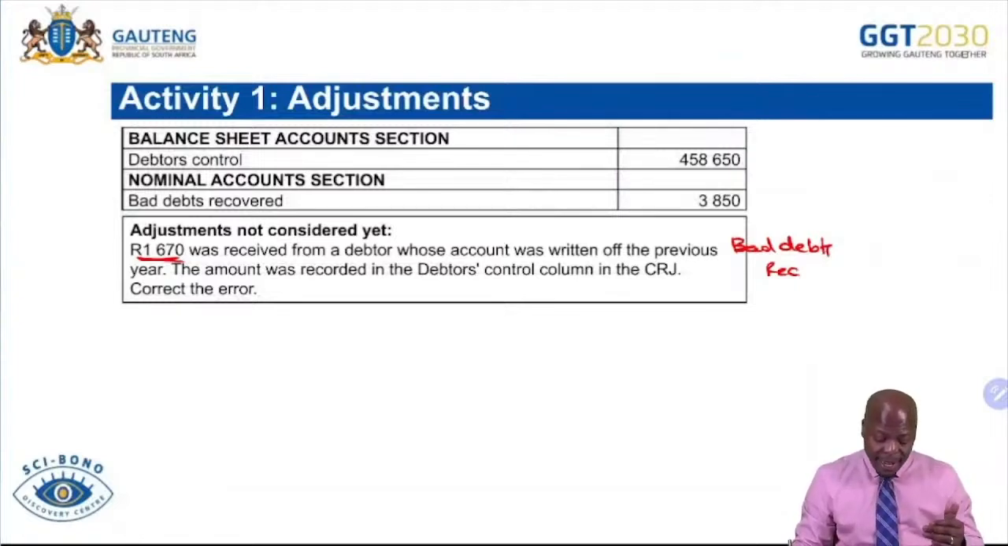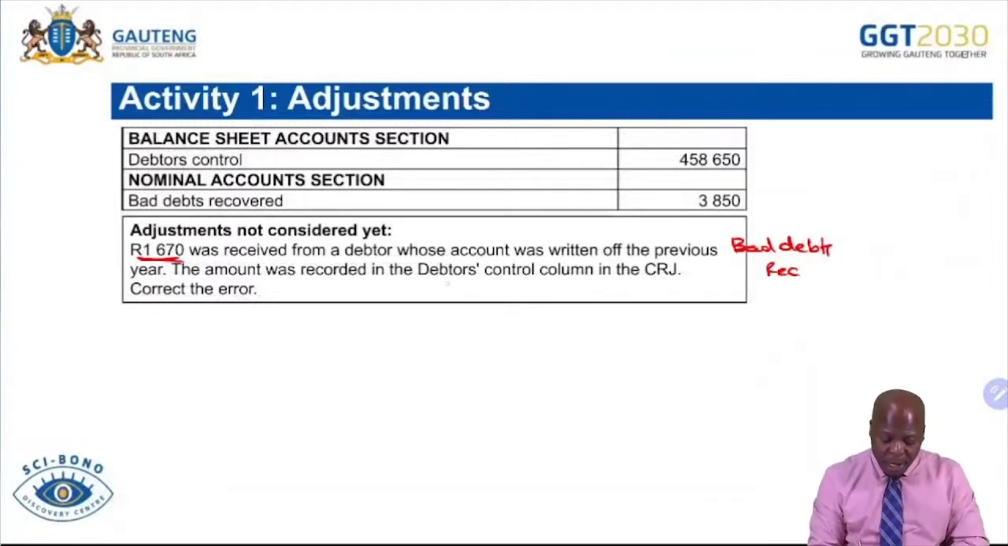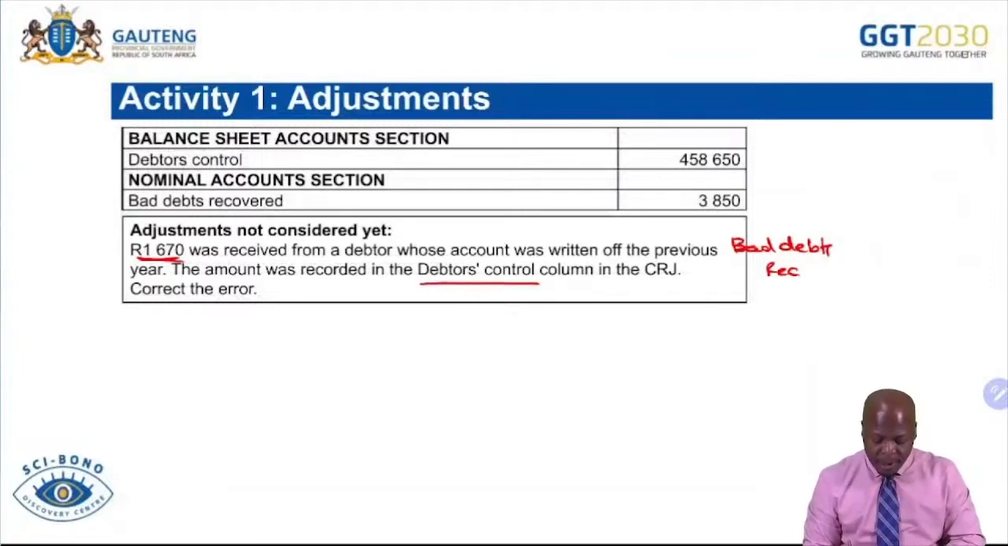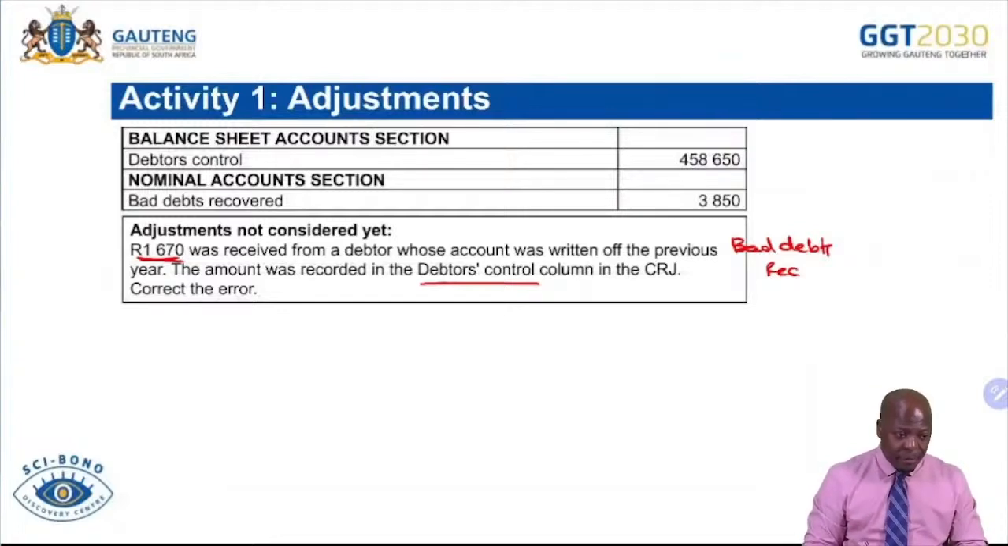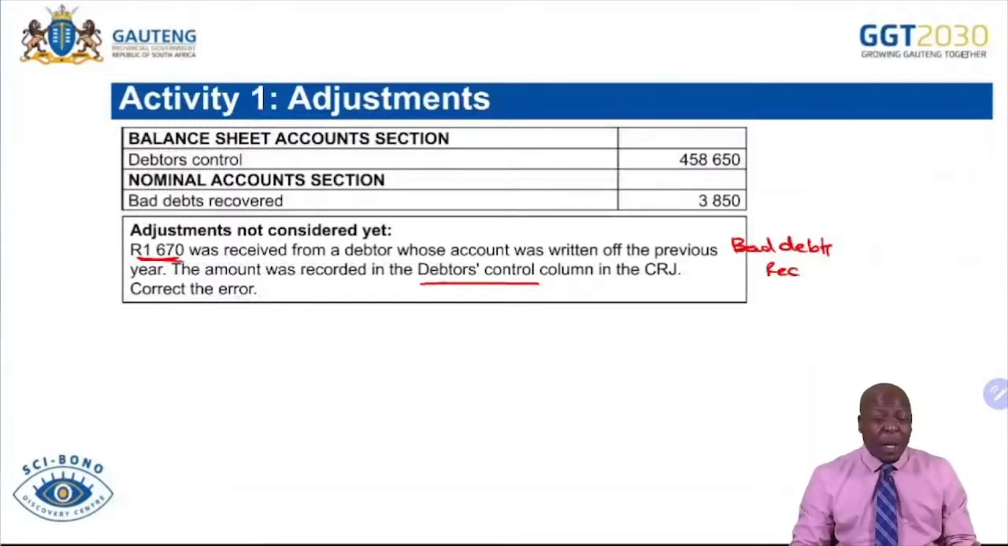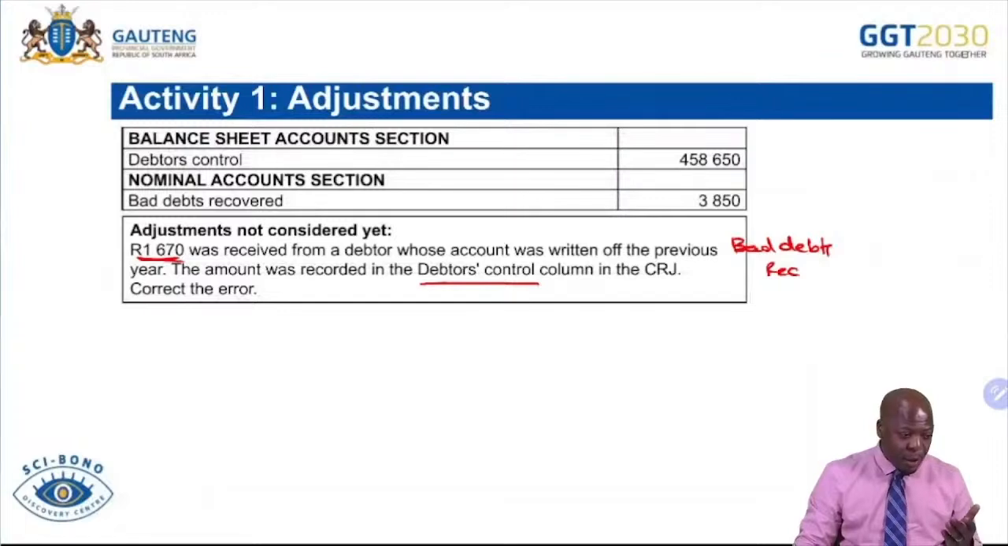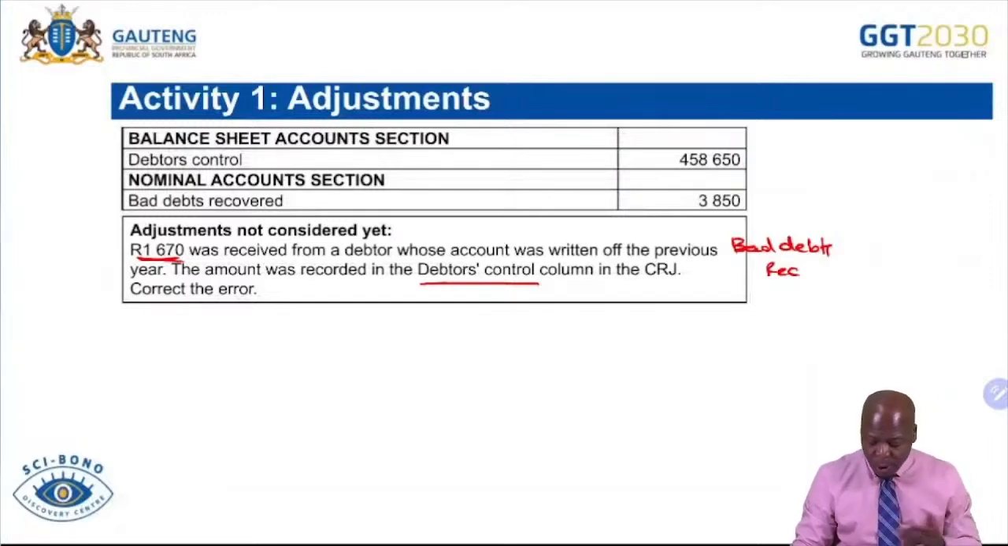Oh, that's a mistake now, because the amount has been recorded in the debtors control. Once an account is written off, it is no longer part of the debtors control. So when that account is then recovered, it no longer affects the debtors control. Are we together? It affects only your bank as well as your bad debts recovered. But these people have recorded the amount in the debtors control. Then they say, correct the error.